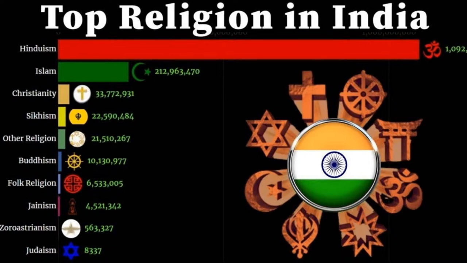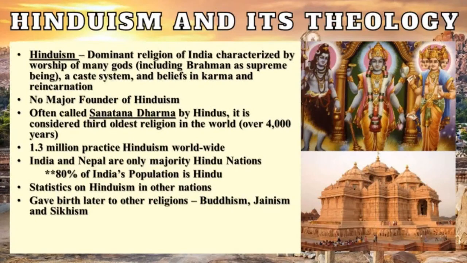It is pretty old. If you look at Hinduism, it's up there with, I think, Judaism, which is probably the oldest religion in the world. There might be some others older than that. Zoroastrianism is pretty old too, and might be the third oldest. But you can see worldwide, 1.3 million people practice it, with the majority of them, of course, in India itself. India has the most Hindus worldwide. India and Nepal, though, are the only two countries worldwide that are majority Hindu.